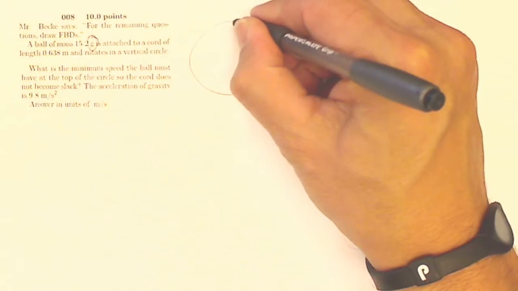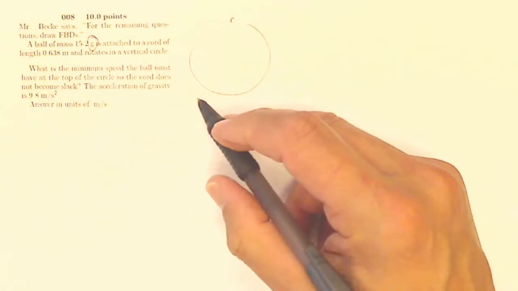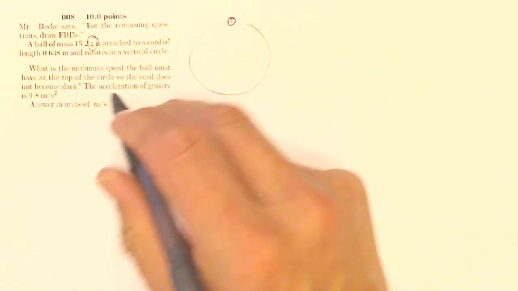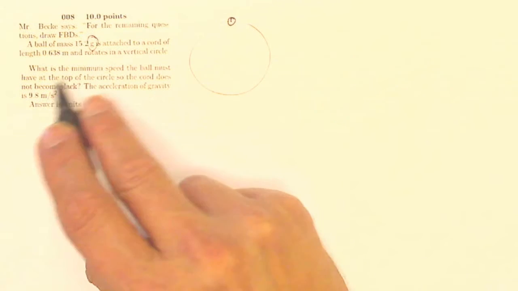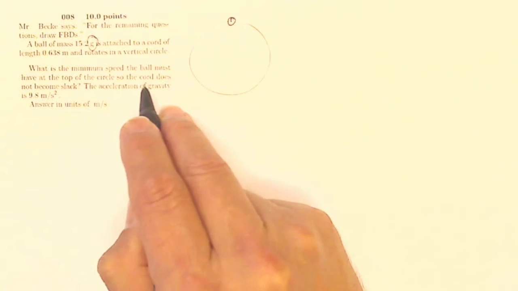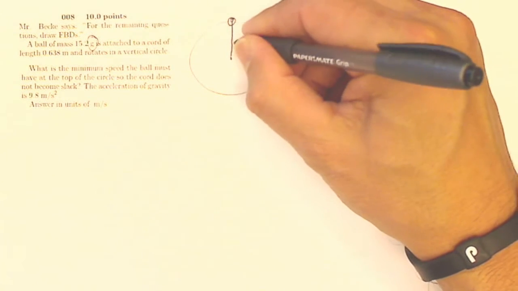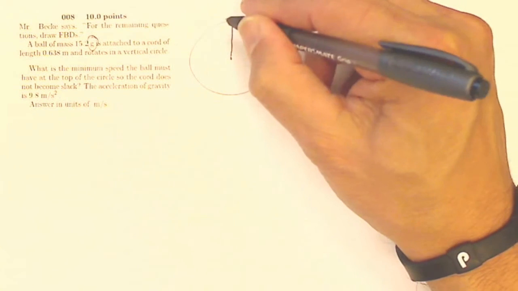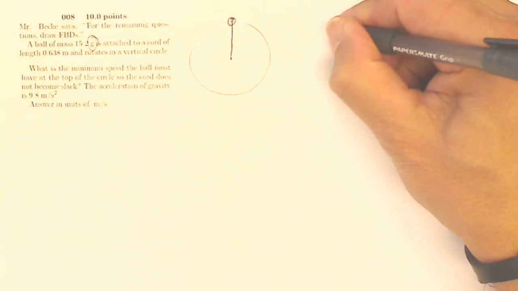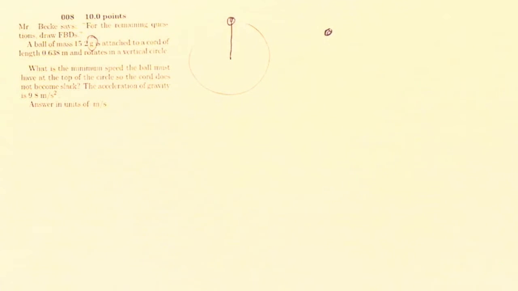Okay, so I've got this, and this is going to be a vertical circle. And it says, what is the minimum speed the ball must have at the top of the circle so the cord does not become slack? So I've got this thing rotating in a vertical circle, and I'm talking about the top of the circle. Well, what's happening to that mass at the top of the circle?